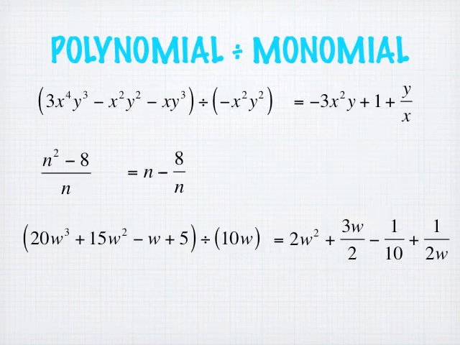So those are our 3 examples of doing a polynomial divided by a monomial. In the next video, we'll find out what to do if we have poly over poly. It's a lot more involved, so please make sure that if you've got one term on the bottom, that you do it this way. It'll be a lot easier. All right, I'll see you in the next video.